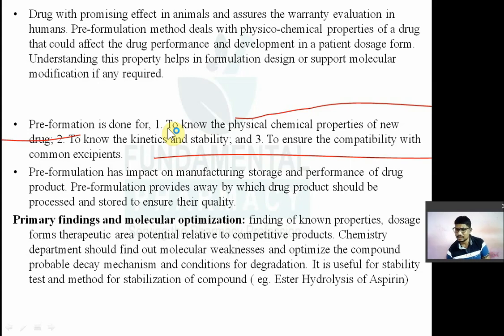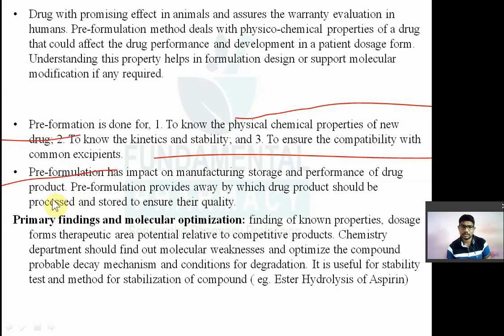So pre-formulation is done for three reasons: to know the physical properties of the new drug, to know the kinetics and stability, and to ensure the compatibility of your drug with the commonly used excipients. Pre-formulation has a large impact on manufacturing, then storage and performance of your dosage form or drug product.